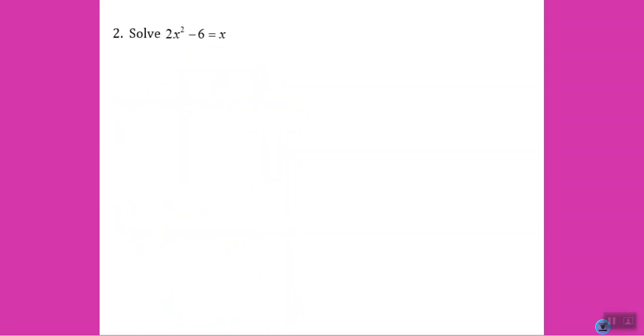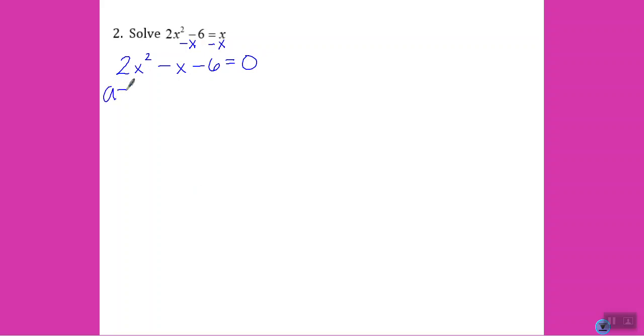Let's look at another example. Solve 2x squared minus 6 equals x. Well, to start off, this one does not equal 0, so we're going to have to change that. So I'm going to subtract x on both sides. And when I rewrite this left-hand side, I'm going to make sure I put the x squared term first, the x term second, and the constant third. It'll make it easier for me to see which is a, b, and c.